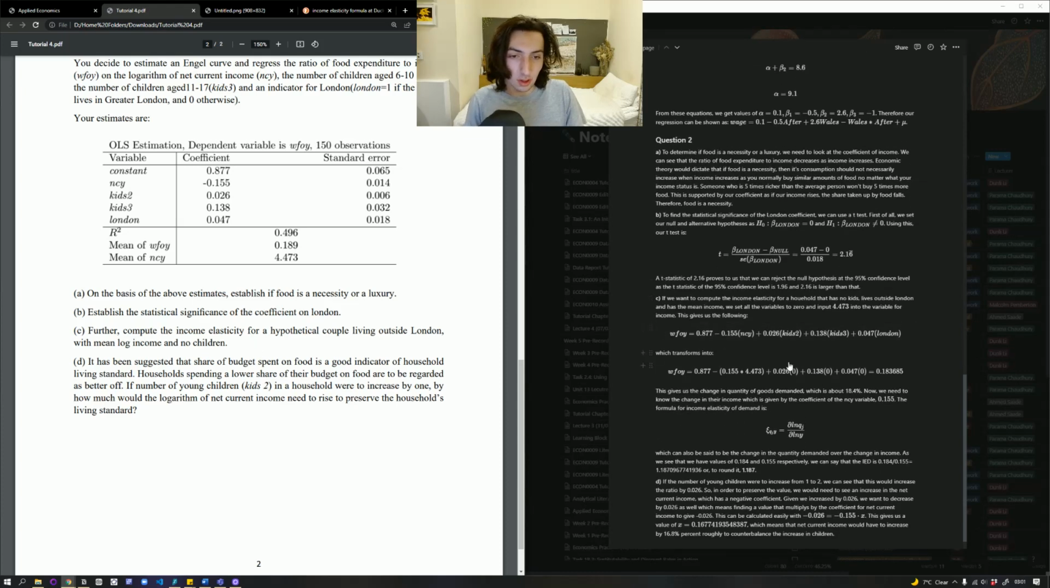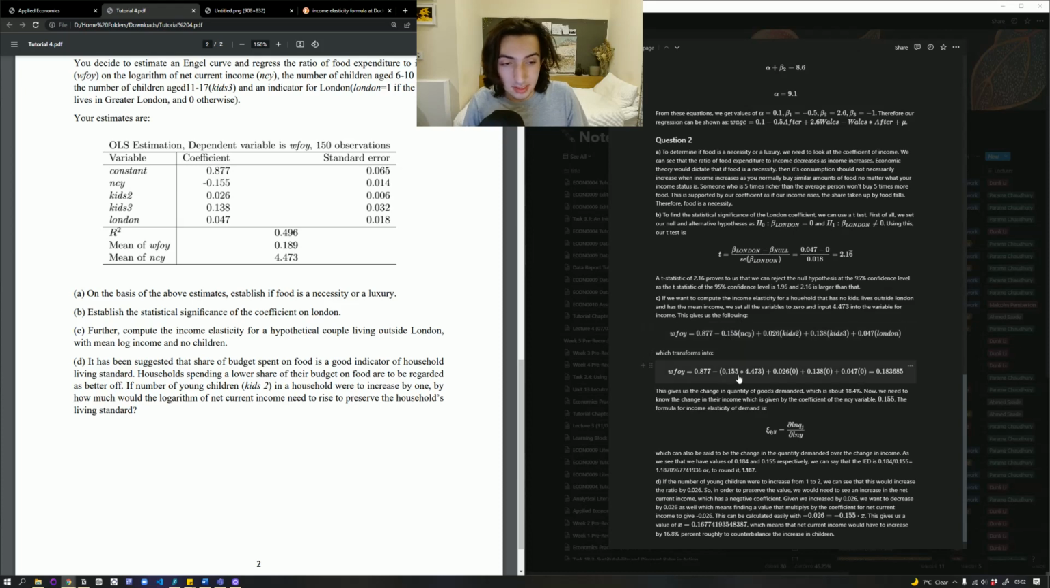You can see that I've listed out the regression. We've got WFOY equals 0.877 minus 0.155 NCY, and then the rest of the coefficients. Now, these people have no kids, so we're basically going to fill in 0 for kids 2, 0 for kids 3, and because they're living outside London, we're filling in 0 for London as well. So we're really only considering the constant and their income is the main thing.